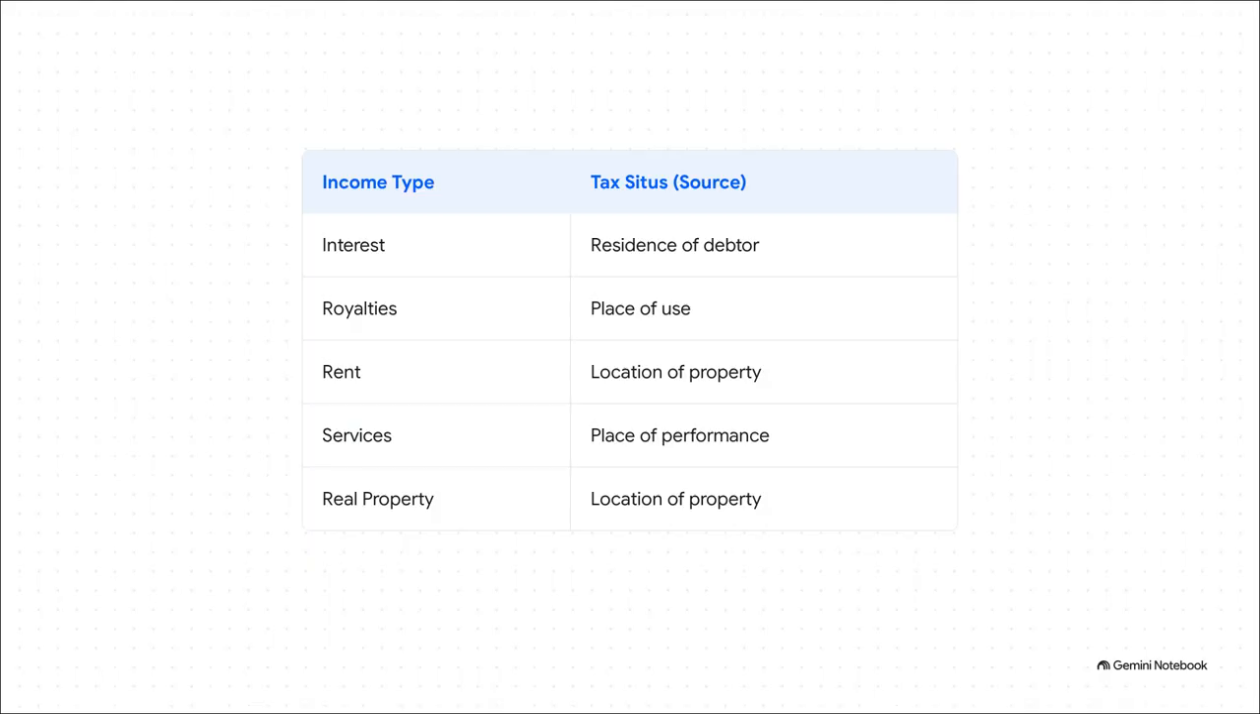Now, what's really cool here is how inherently logical this all is. You just match the income to its physical or legal anchor, which means your brain doesn't have to aimlessly memorize things. For interest, your anchor is the residence of the debtor. For royalties, it's the exact place where that intangible is actually being used. Rent, just picture the physical location of the leased property. Services are taxed at the place of performance. And real property is obviously the location of the property itself. Connect the income to its anchor, and there's no way you're forgetting it on exam day.